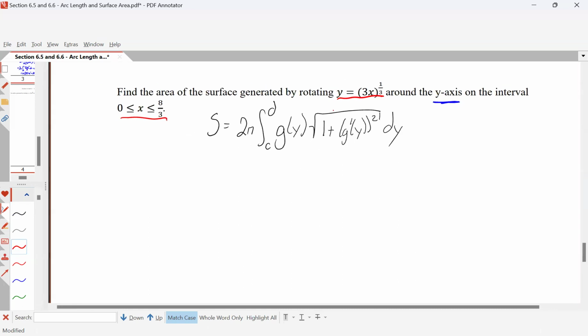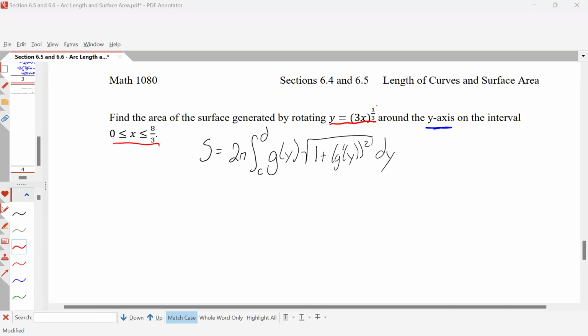First, getting this function y equals 3x to the 1/3 into terms of y, we can cube both sides to get y cubed equals 3x, or y cubed over 3 is equal to x. So our function g of y is y cubed over 3.